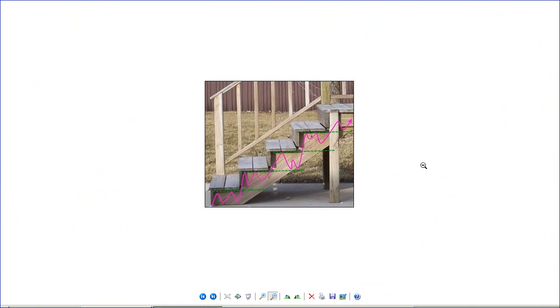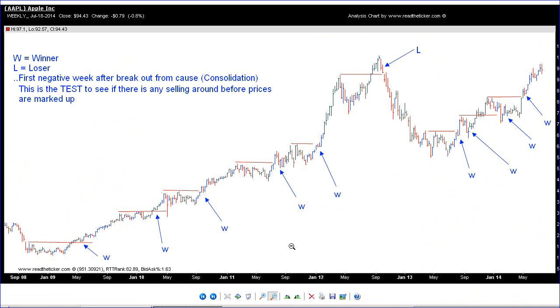Just take a look at a recent example. Here we have Apple weekly chart. The W's are winners, the L's are losers, the red lines are resistance above a consolidation. Here we have accumulation. Here we have reaccumulation. Up the top here we have distribution.